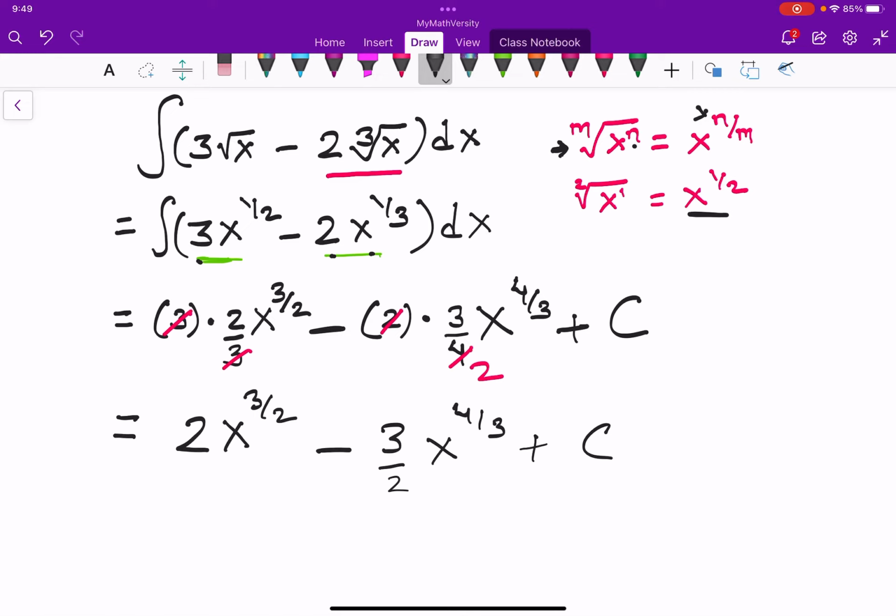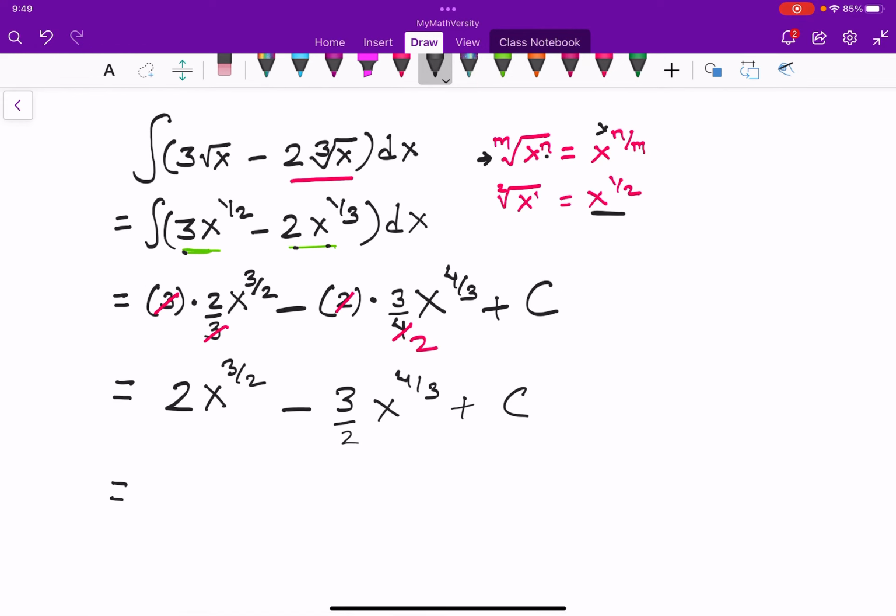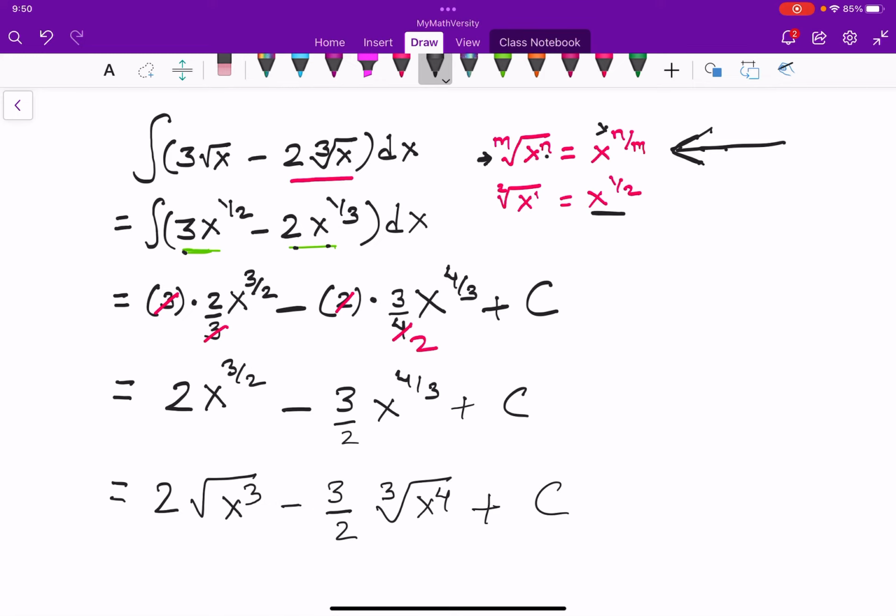But if you like, you can convert this exponent again into radical form. On the first term we can change the exponent by again using this relationship. This can be converted into the square root of x cube, and the default index is 2, so we can just write square root. So x to the power 3 over 2 means square root of x cube, and on the second one, x to the power 4 over 3 can be written as the cube root of x to the power 4. By applying the same transformation, plus c.